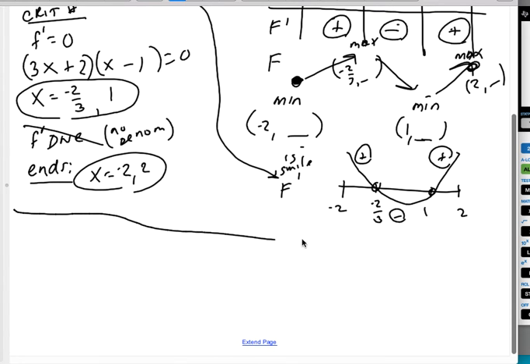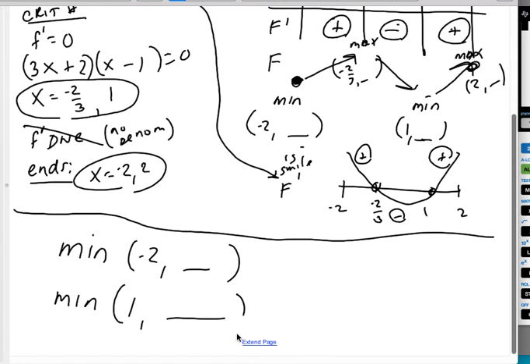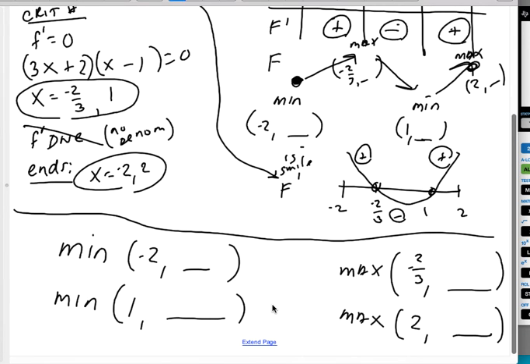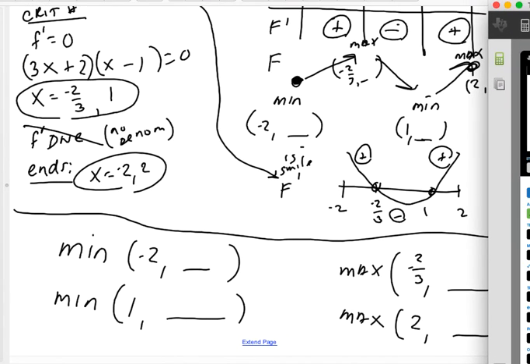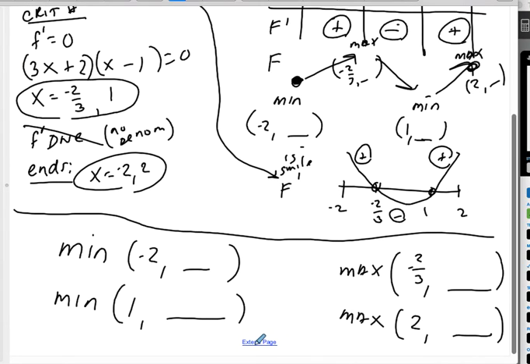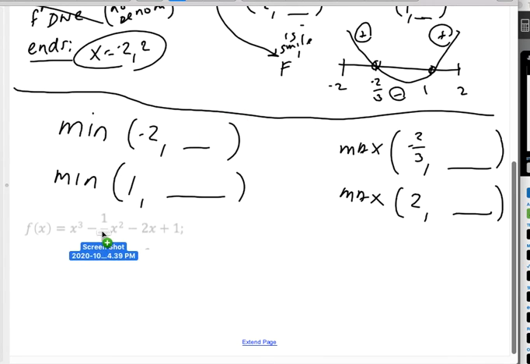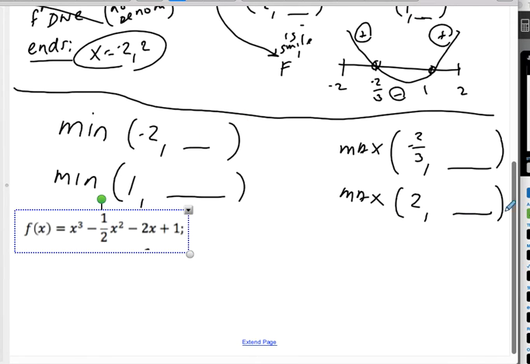But either way you choose to do it, you're going to have to get to the point where you know that there is a min at negative 2 comma blank and another min at 1 comma blank. There's a max at negative 2/3 comma blank, and there is a max at 2 comma blank. Now I'm going to go ahead and take a quick shot of this particular function so that I can easily drag it down to the bottom and use it because I'm lazy and don't want to have to recopy it. So that's my function.